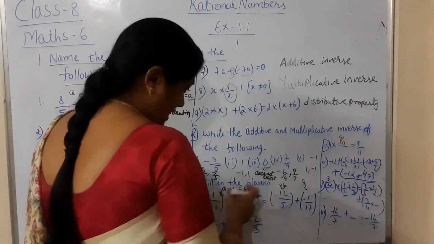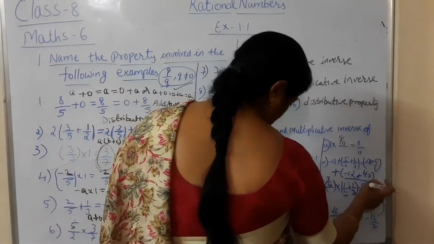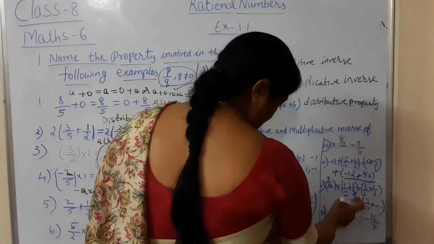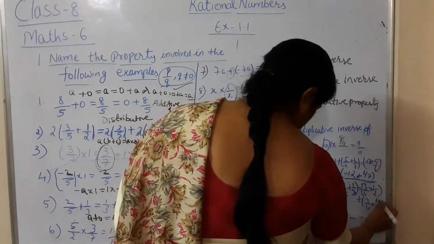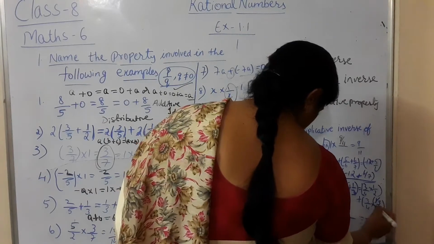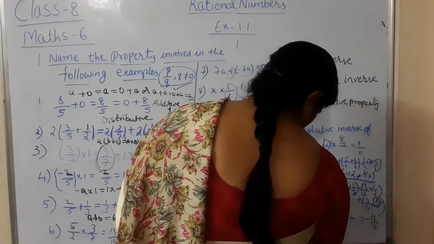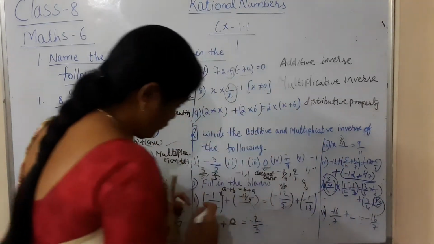If 3 by 4 is multiplied with 1 by 2, you will get 1 by 2. If 3 by 4 is multiplied with 1 by 3, you will be getting 1 by 3. So the number that is missing over here is 1 by 3. The number that is missing over here is 3 by 4.